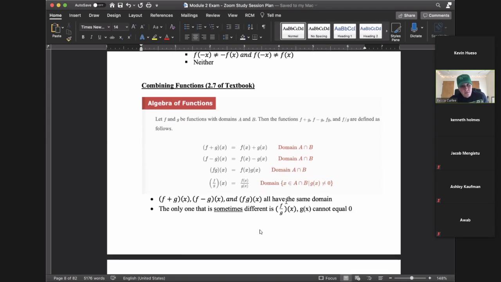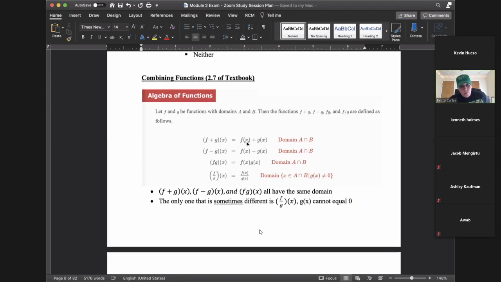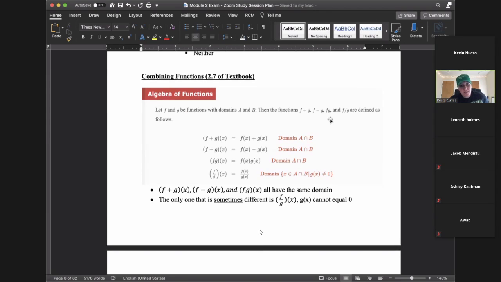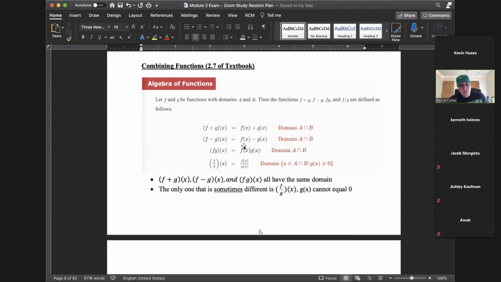All right, combining functions. When you're given f plus g, f minus g, fg, and f divided by g, they're defined as follows. All three of these, f plus g, f minus g, and fg, have the same domain. It's just going to be the domain of f of x intersected with the domain of g of x. So find one, say you started with f plus g, you don't have to find the rest. Your domain is going to be the same according to this property right here.